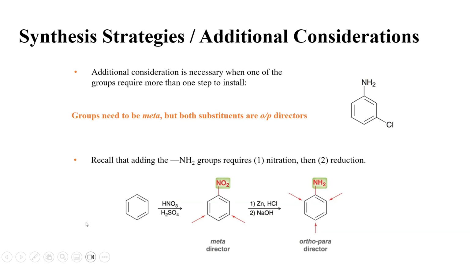For example, if I'm looking at this and I'm like, okay, I need to make this molecule right over here. Notice that these groups are meta to each other, right? The Cl and the amino group, the amine group, they're meta to each other. Just like in our previous example where the two groups were meta to each other. But wait a minute, both of these groups are ortho para directors. So how's this going to work?